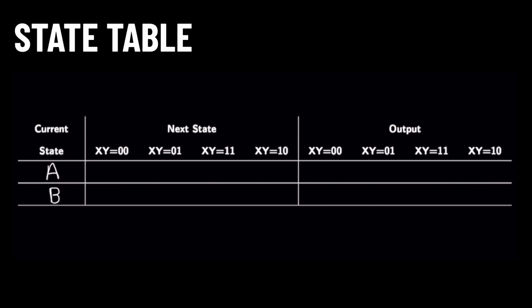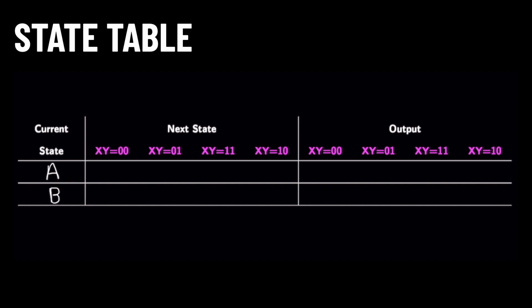We now derive a state table. We have a current state column containing all of the possible states of the circuit. There are 4 next state columns in this example, as the input values x, y can take on one of 4 values. Note that the next state columns are ordered in gray code to make things easier to place into a K-map.